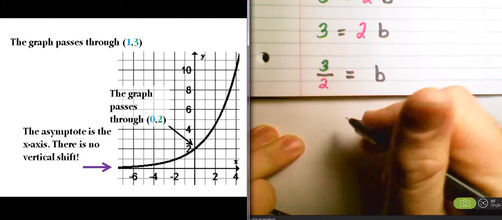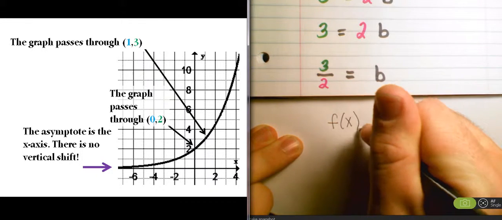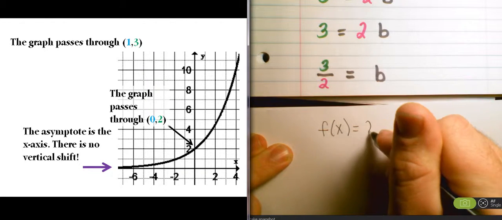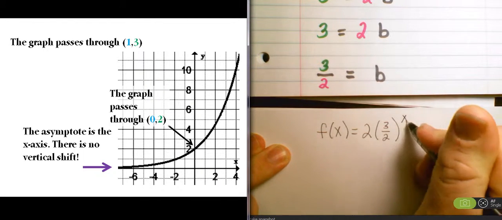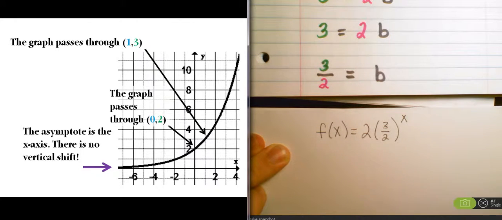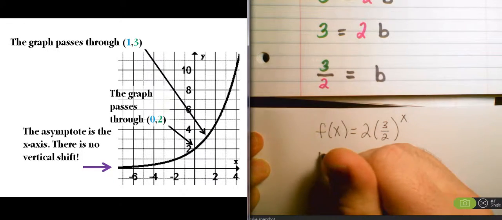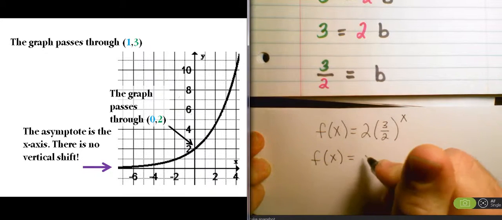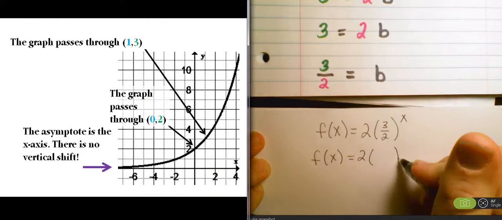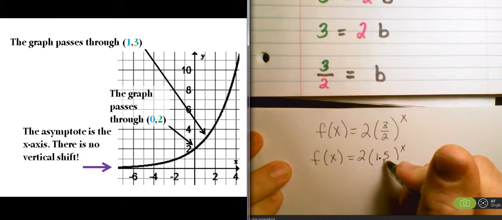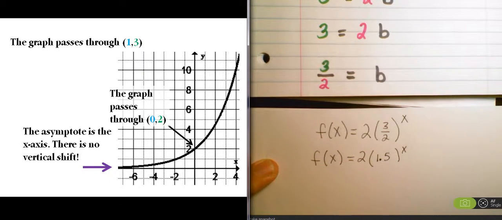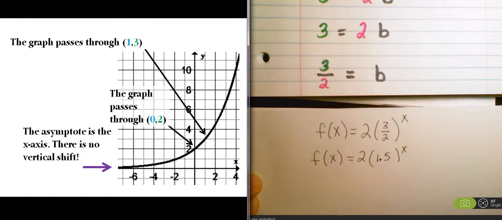So to finish, to actually write the equation, or the function, I'm sorry, we have a, which we found is 2, times b, which we just found is 3/2 to the x, plus 0, which is not needed. On a little side note, an equivalent form of that function is to write 3/2 as its equal counterpart in decimal form, 1.5. So there you have it. Either one of these functions is the correct representation for the graph.